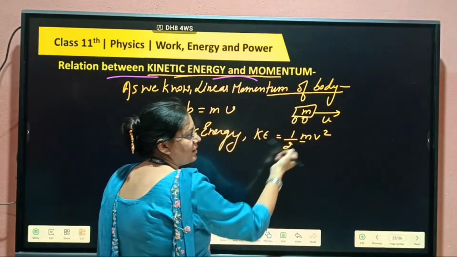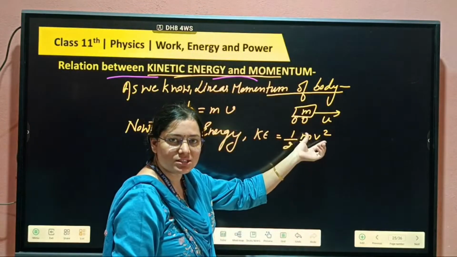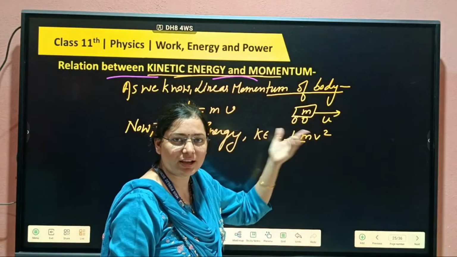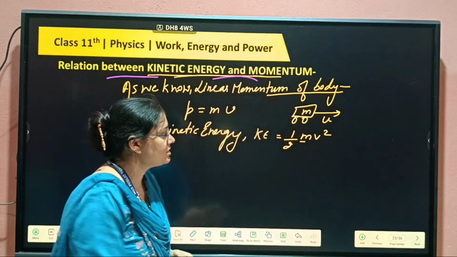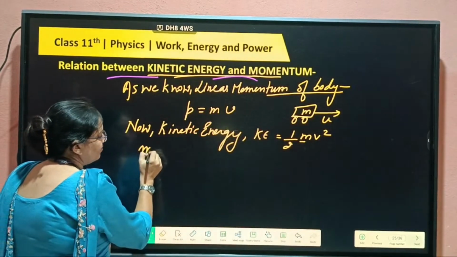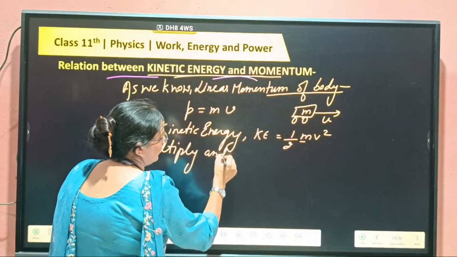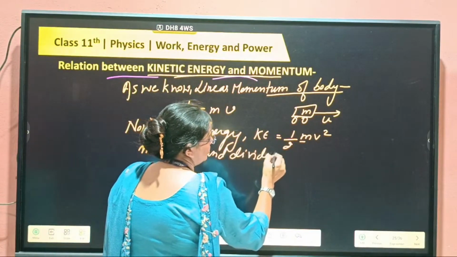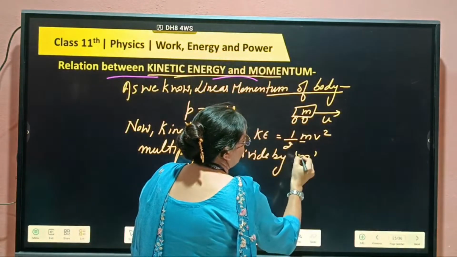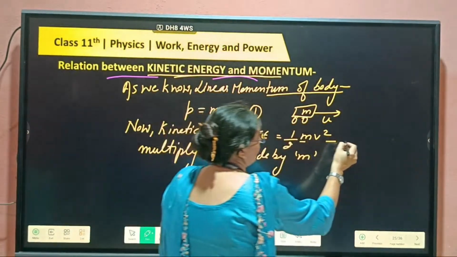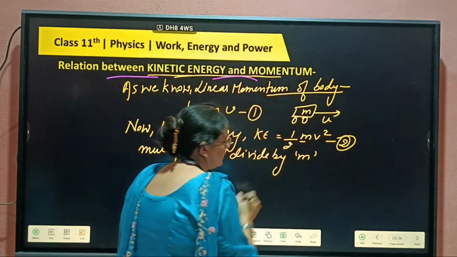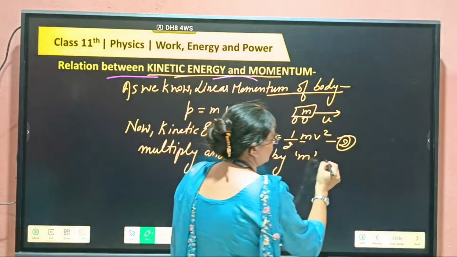As we are multiplying and dividing this one from both sides, up and down, with your mass, then we can change into linear momentum. See how we can write there: multiplying and dividing by m. Okay, this is the first equation.